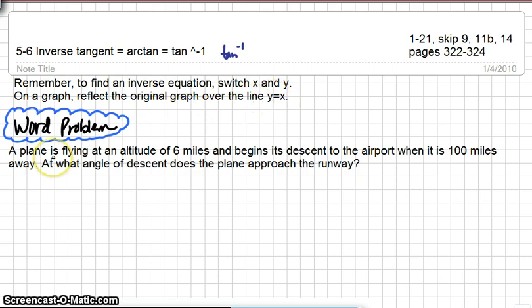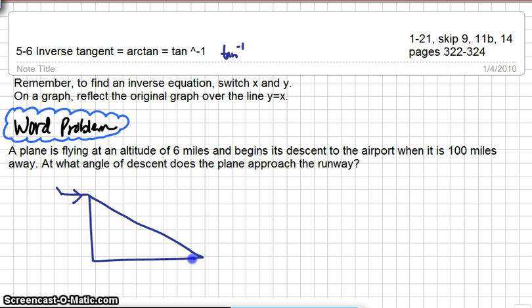We did this plane problem when we did lesson 5-4 on inverse sine. So we're going to try it again, this time using inverse tan. I'm going to draw the picture a little differently this time. I've got my airplane flying. I know for some kids, they like to draw the triangle this way.